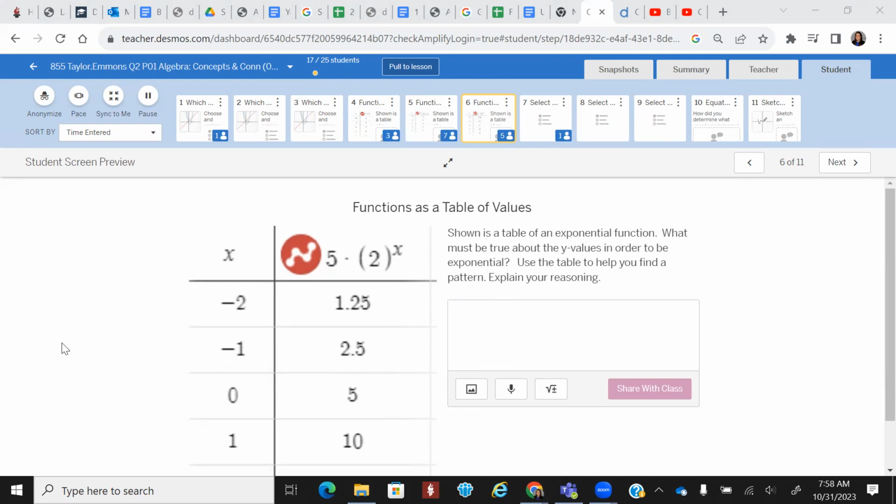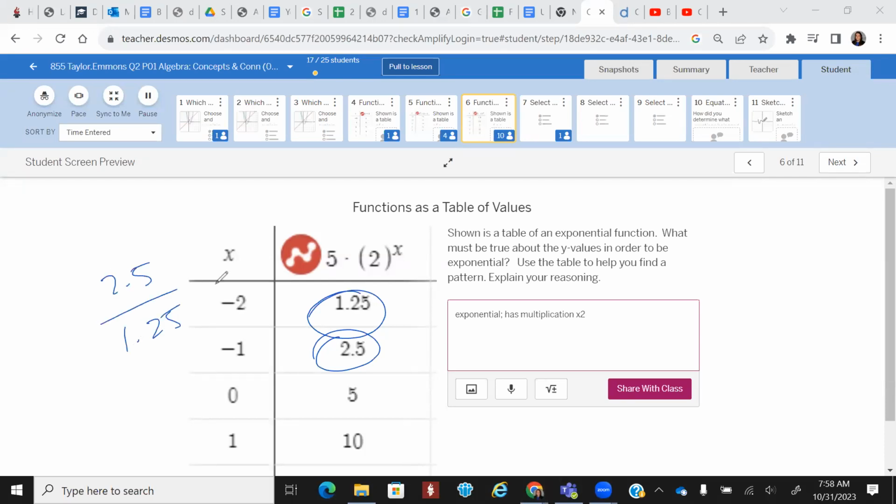That they'd be going up by some type of multiplication, right? Exponential has multiplication. And you said it was multiplying by 2. It's not always going to be 2. It could be like another number. But in order for us to find that, we're going to take the second term and divide it by the first term. So 2.5 divided by 1.25, that gave us 2.